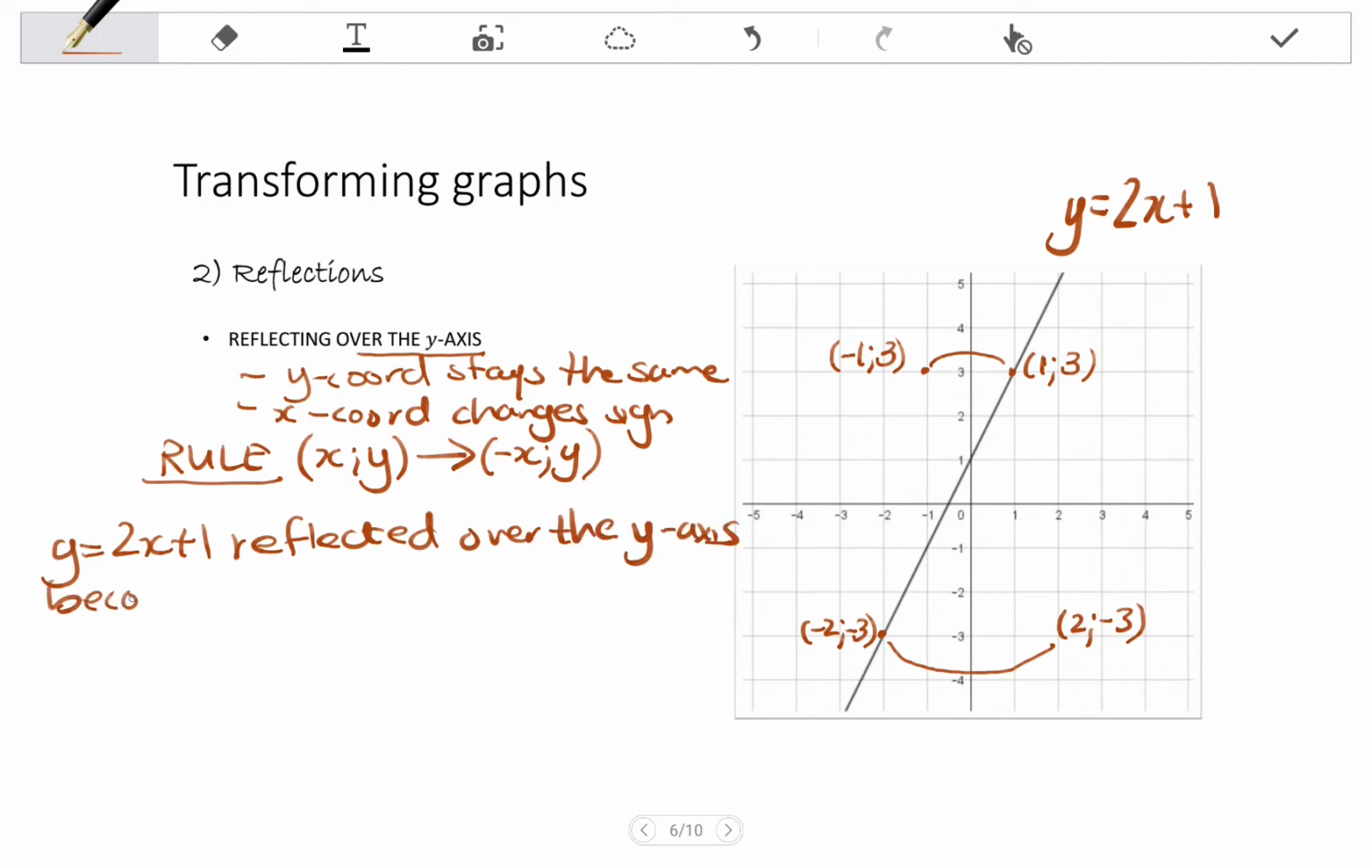becomes, okay, now what happens when I reflect over the y-axis? The x-coordinate changes sign. So I'm literally going to do that, okay? Whereas I had y equals 2x, it's now going to become 2 times -x plus 1. So I'm literally changing the sign there, okay? And then write it in standard form. So get rid of the bracket. So 2 times -x is -2x plus 1. And that is the equation.